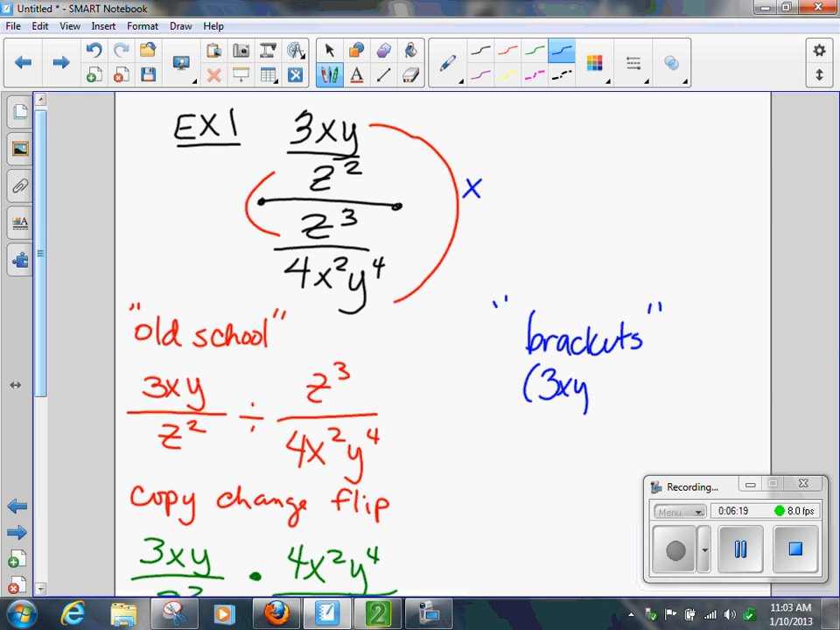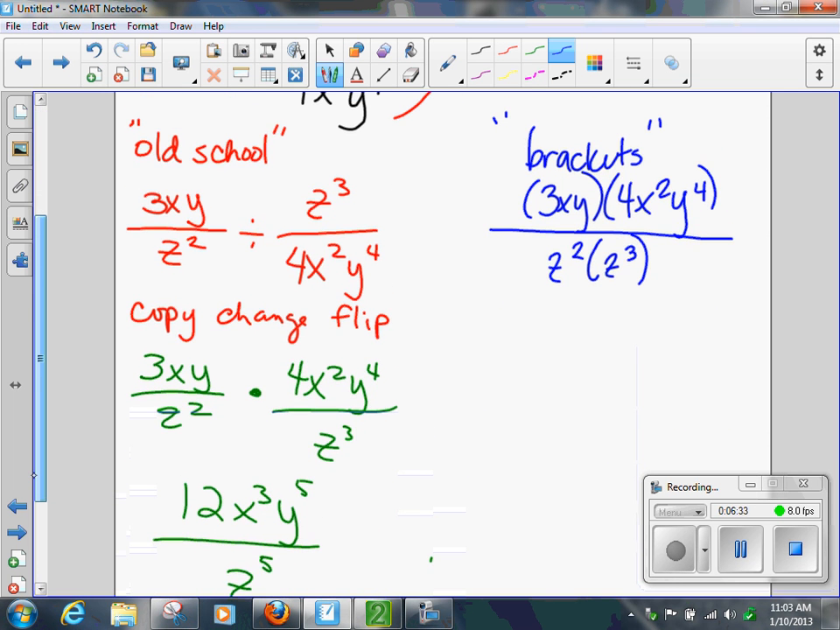All right, 3xy times 4xy squared y to the 4th divided by, is that right? z squared times z cubed. Now that does save steps. I'll agree with you. But the only time you can do this is when it's a nice, neat little complex fraction. If you try to do it any other time, I'd almost bank on, you can do it. But I'm going to put my money on this right here every time. But that works. And we still get the same answer, 12x cubed y to the 5th over z to the 5th. Whole lot fewer steps.